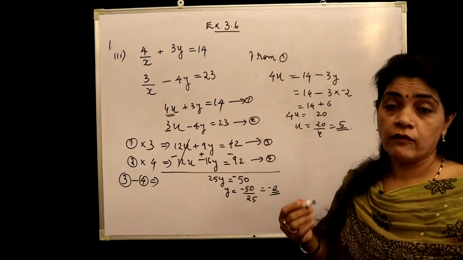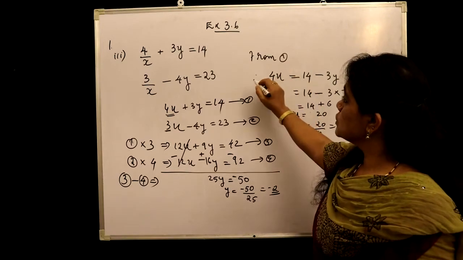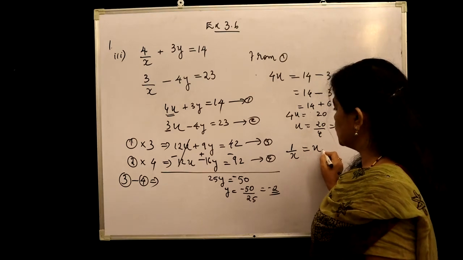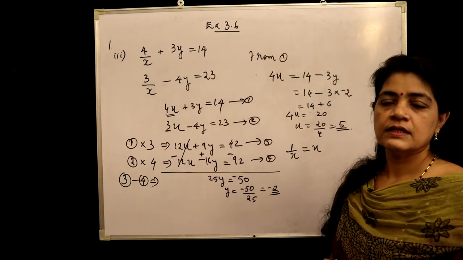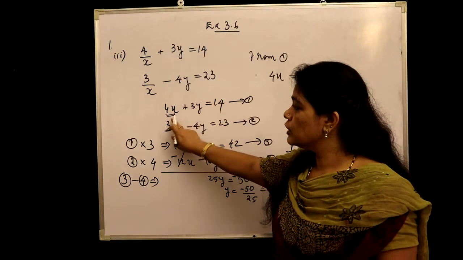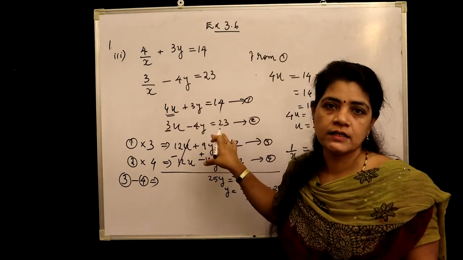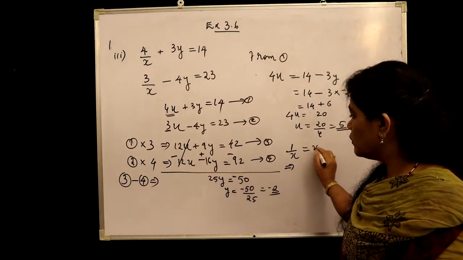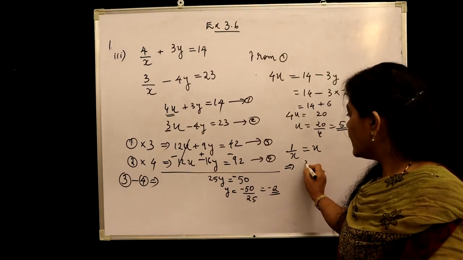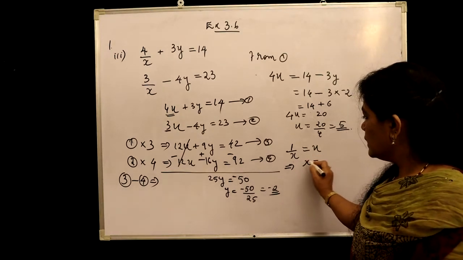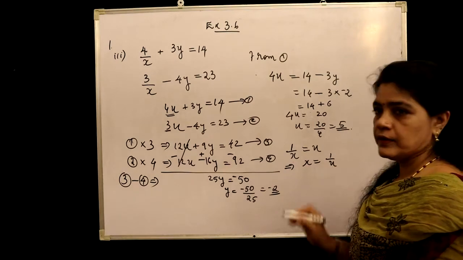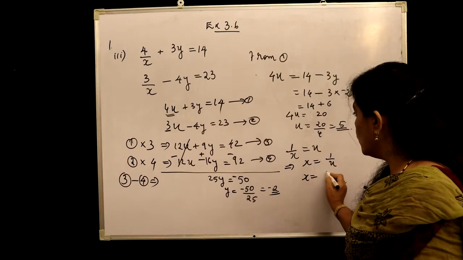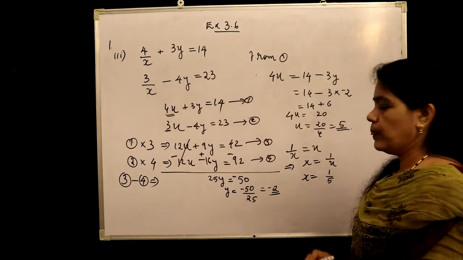Now we have the value 5, but how did we substitute? We have 1 by x is equal to u. This is the substitution we made here in order to make this a pair of linear equations in two variables. So from this, this x will be going to that side. So x is equal to 1 by u. Here what is u? That is 5. So x is equal to 1 by 5.